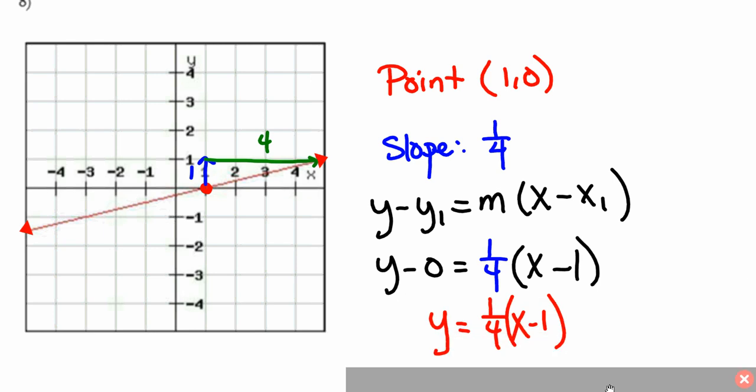If I wanted to use the point 5, 1, I would have y minus 1 equals 1/4 times the quantity x minus 5. If I wanted to use my point here at negative 3, negative 1, I would have y plus 1 equals 1/4 times x plus 3.